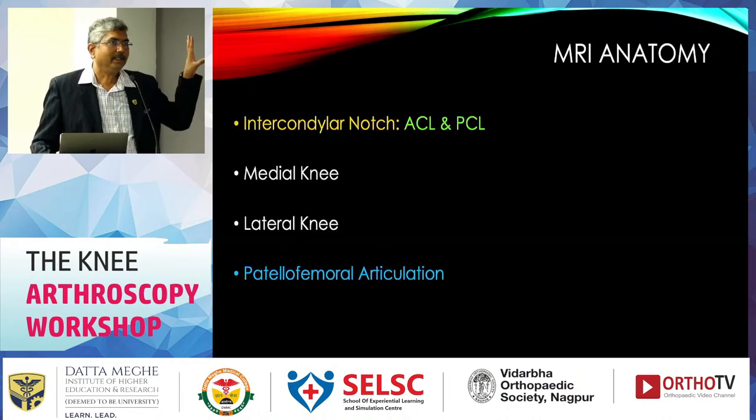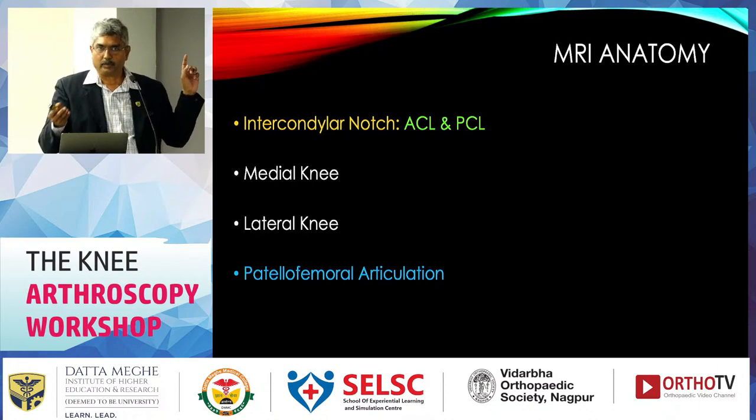MR anatomy, again simplified, just 4 different quadrants or 4 different parts. Most important from even the arthroscopic point of view is the intercondylar notch, where there are only 2 ligaments, ACL and PCL. Then the medial quadrant, the lateral quadrant, then the patellofemoral joint. These are all 4 parts one should remember. So knee joint is that simple. One by one, we will just go through the anatomy.